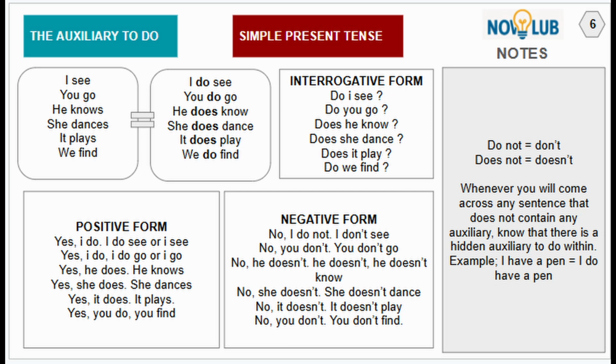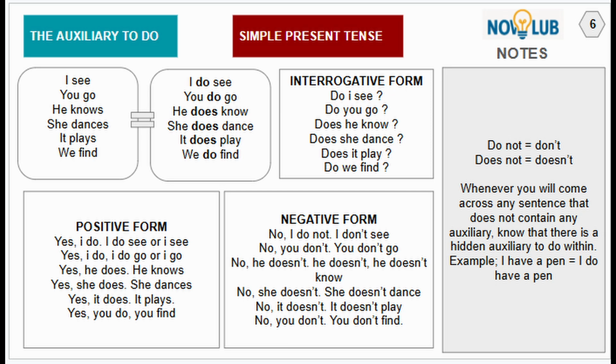of the auxiliary to do is to ask questions for sentences which are not in progressive or perfect tense. So now these sentences here, they are not in progressive and they are not in perfect tense. Then we use the auxiliary to do. Do I see? Do you go? Does he know? Does she dance? Does it play? Do we find?